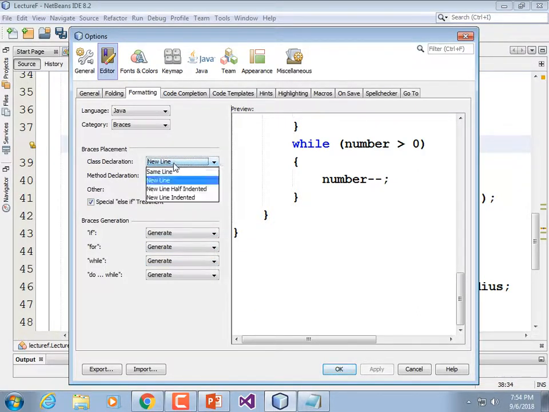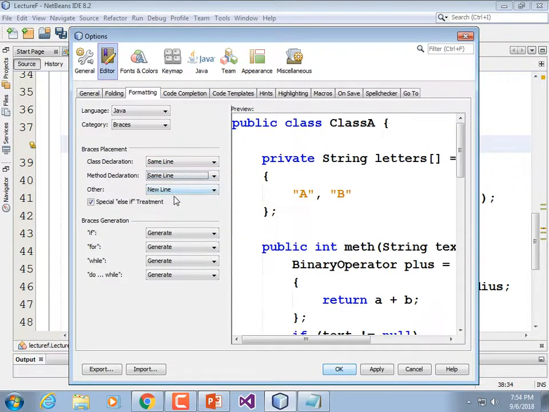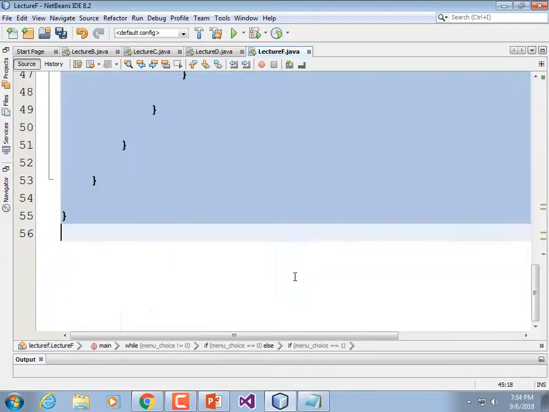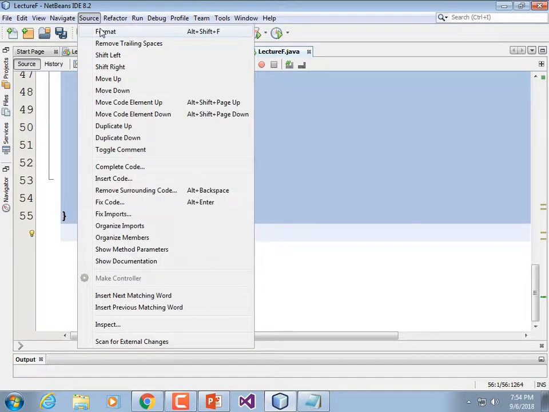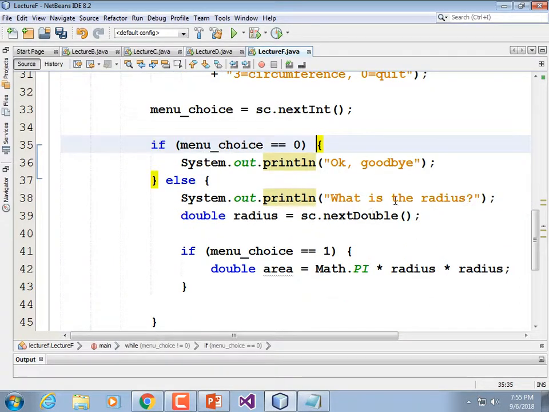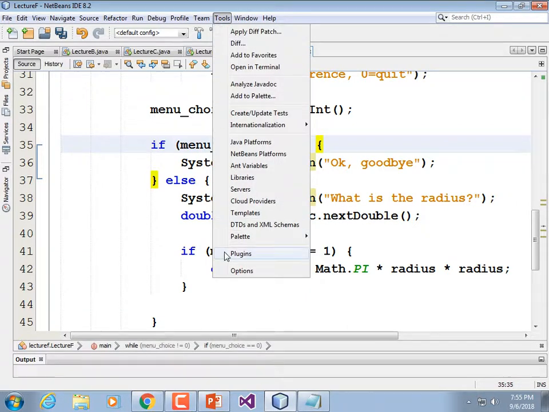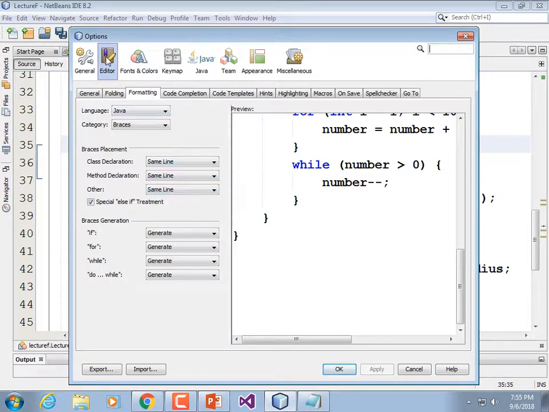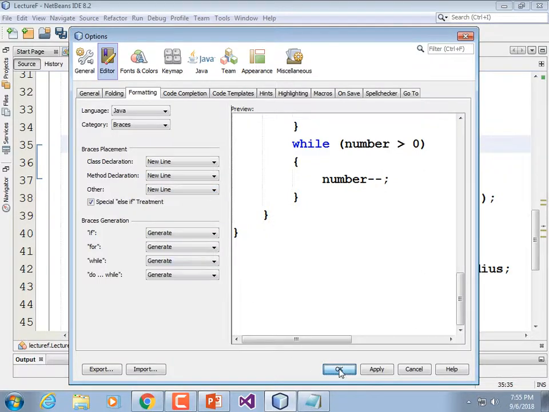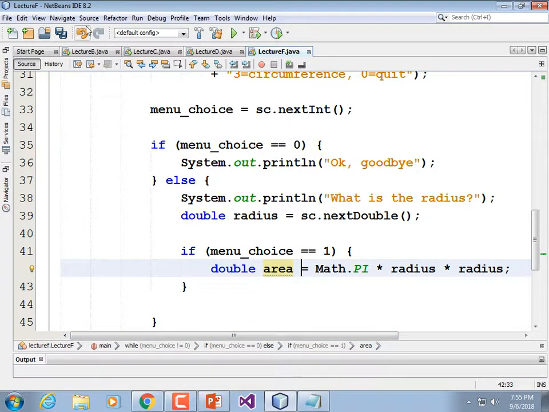Then, when I reformat it, highlight everything, source, format. You see what it did? It put all of the brace placements in the way that I don't like. So I'm going to undo that. Go back to where it was. Options, editing, format, braces, new line, new line, new line, new line. You don't care? That's fine. If you like this style, that's cool.